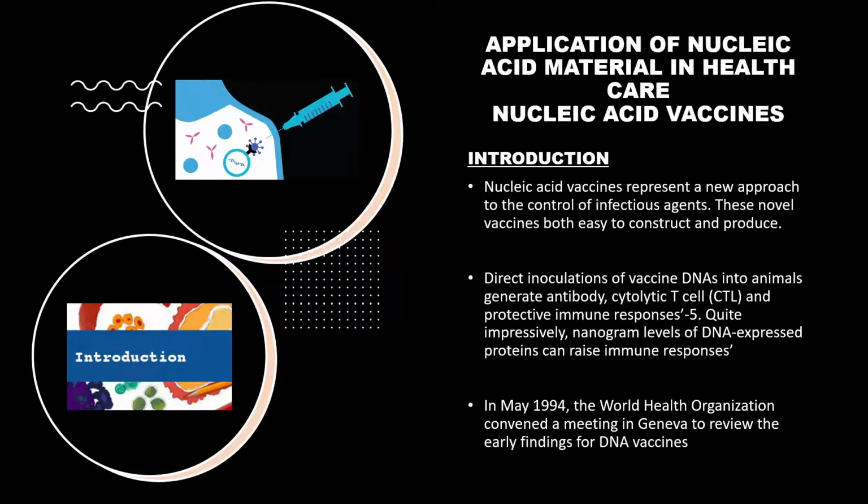In May 1994, the World Health Organization convened a meeting in Geneva to review the early findings of DNA vaccines. On the second day of the meeting, a vote was taken to name the new technology. It was a split vote between genetic immunization, polynucleotide vaccines, and nucleic acid vaccines. The majority of the participants voted for the term nucleic acid vaccines, with subterms DNA vaccines or RNA vaccines. The name nucleic acid vaccines was chosen to reflect the new technology not being designed to insert DNA into the germline of vaccinees.